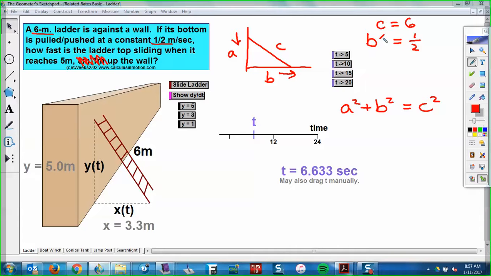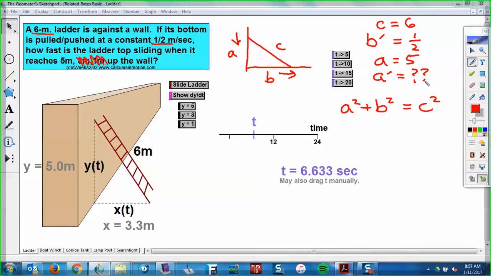Okay, so what about this 5? That's A. Right? What about what they're wanting me to find? What are they wanting me to find? A prime. So I think every problem ought to start with a picture, with labels. You ought to write down the given information that's in the problem using your labels. That will include some primes and some non-primes. And then you need to write down what are they asking me to find, right? Then you write your equation, right?